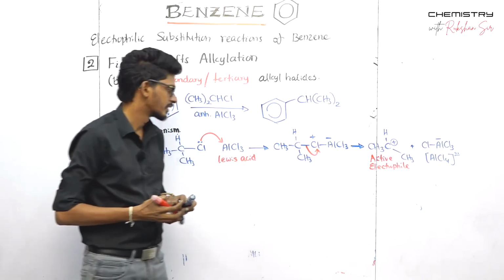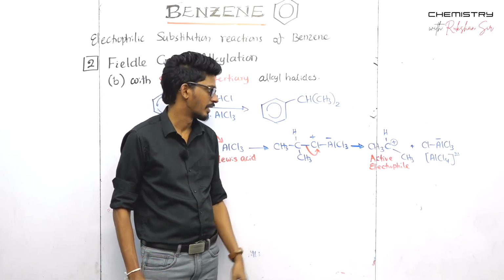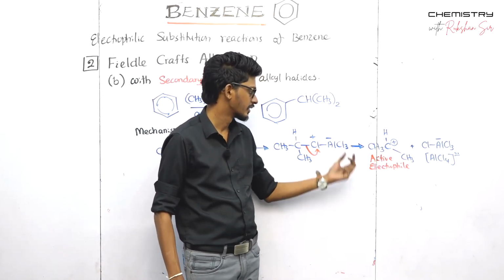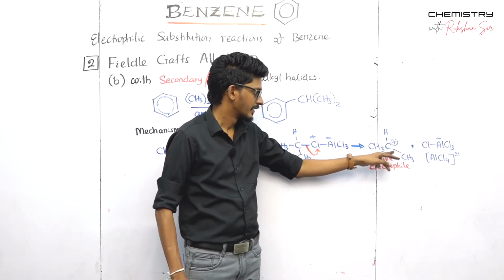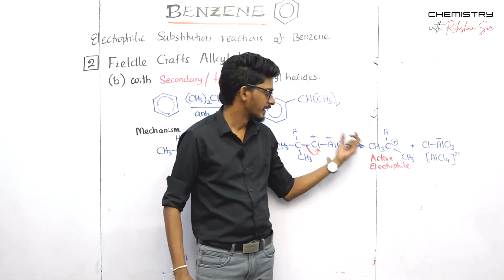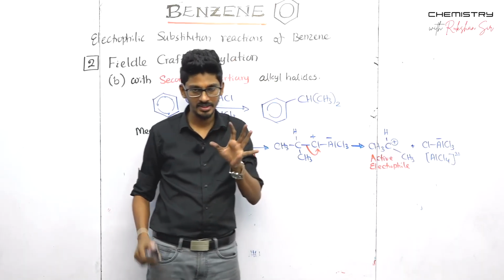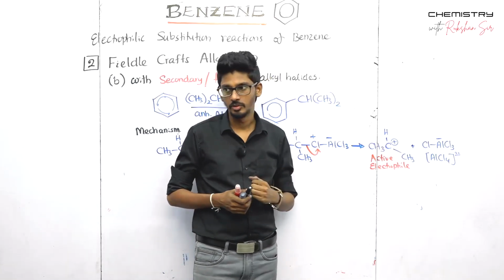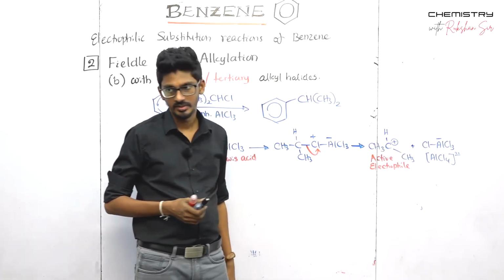In earlier mechanisms, we took this stage as the active electrophile. But in this case, this is the active electrophile because this is possible with the secondary and tertiary alkyl halides. They are able to form much more stable carbocations than the primary carbocation, so that can last a little longer. So this will be the active electrophile with the secondary and tertiary carbocations.